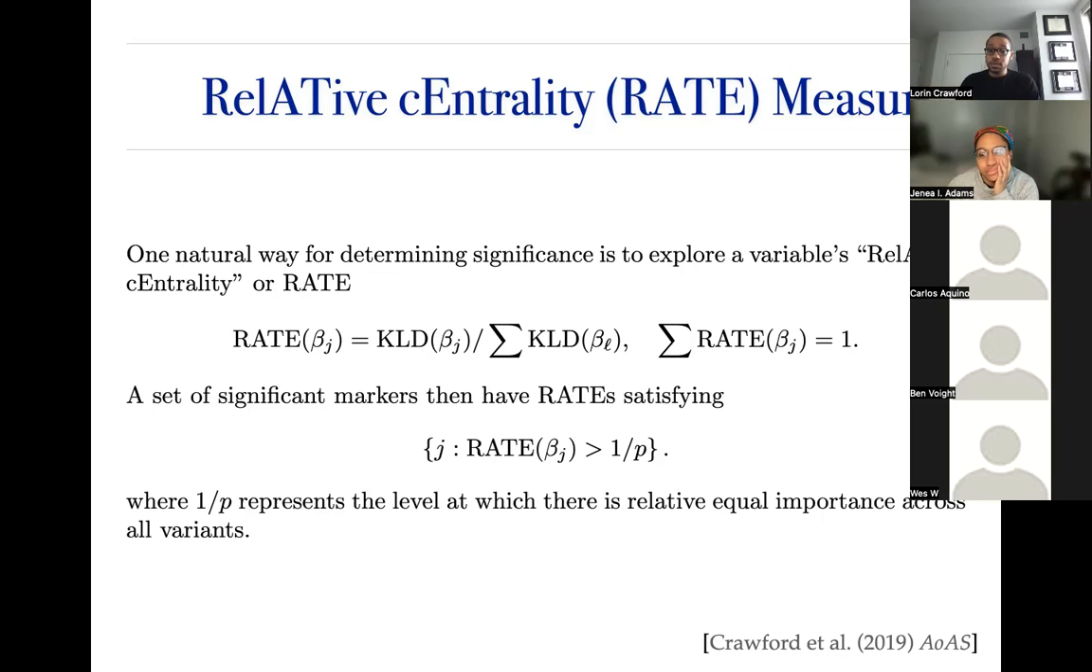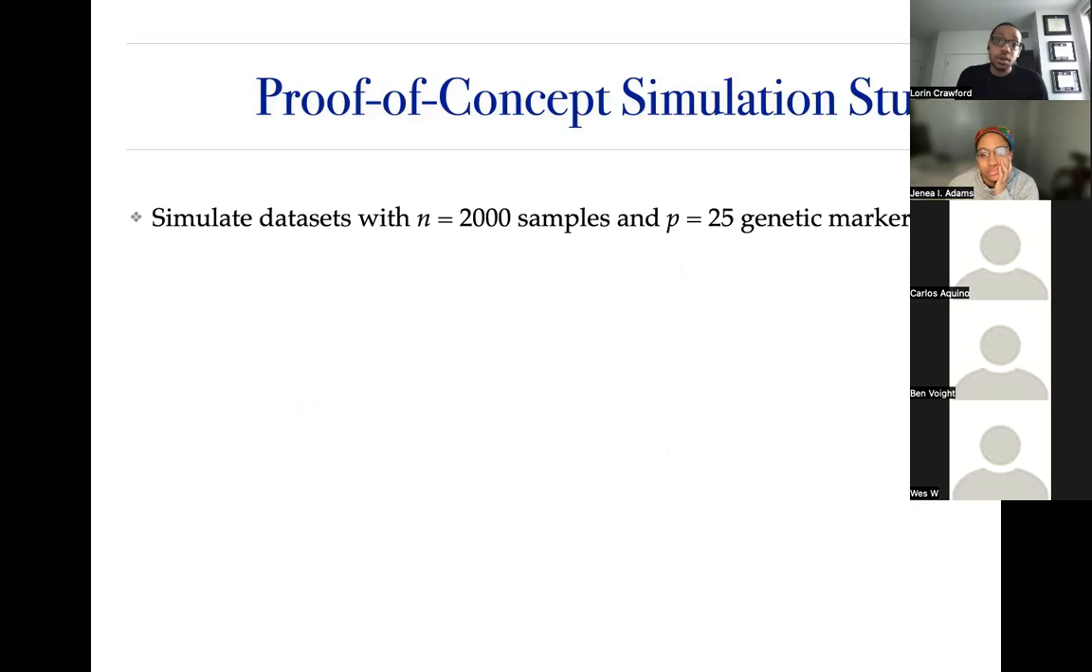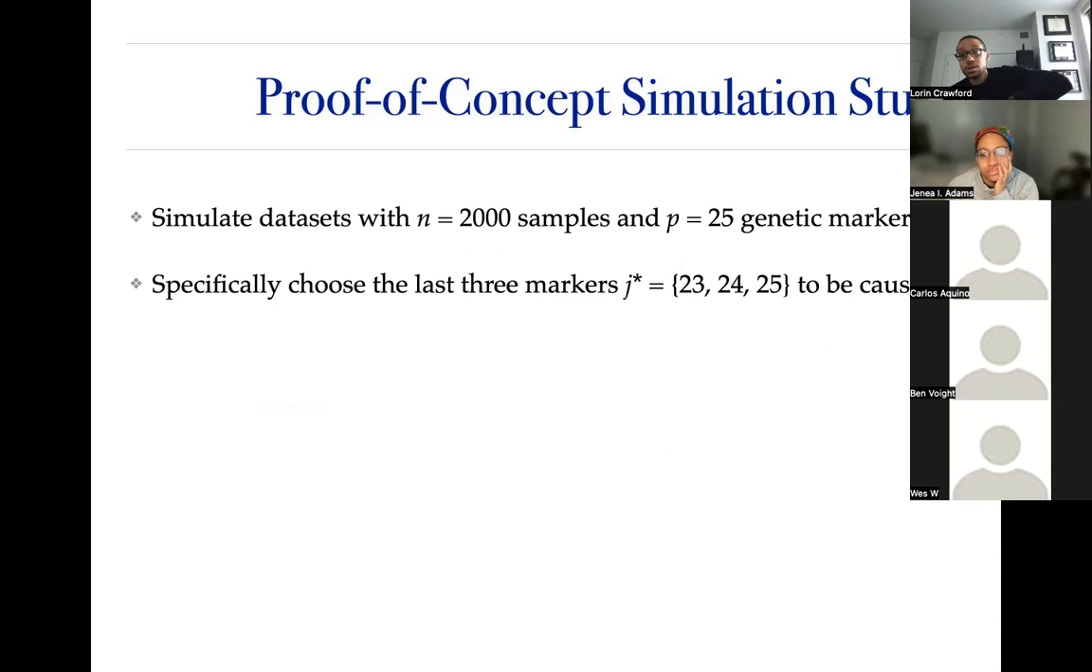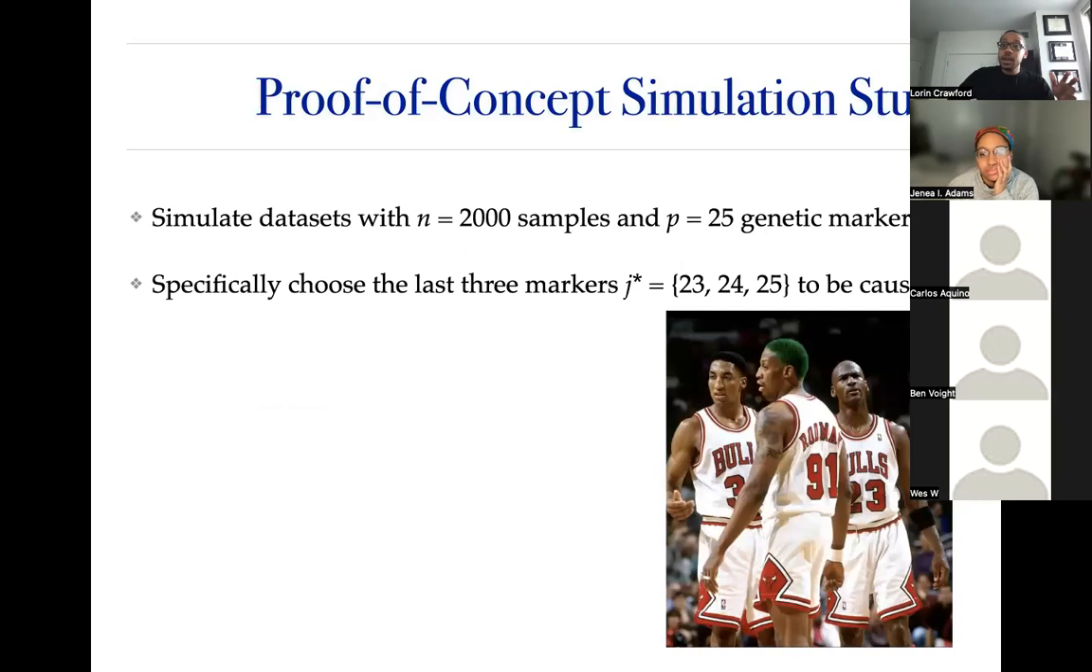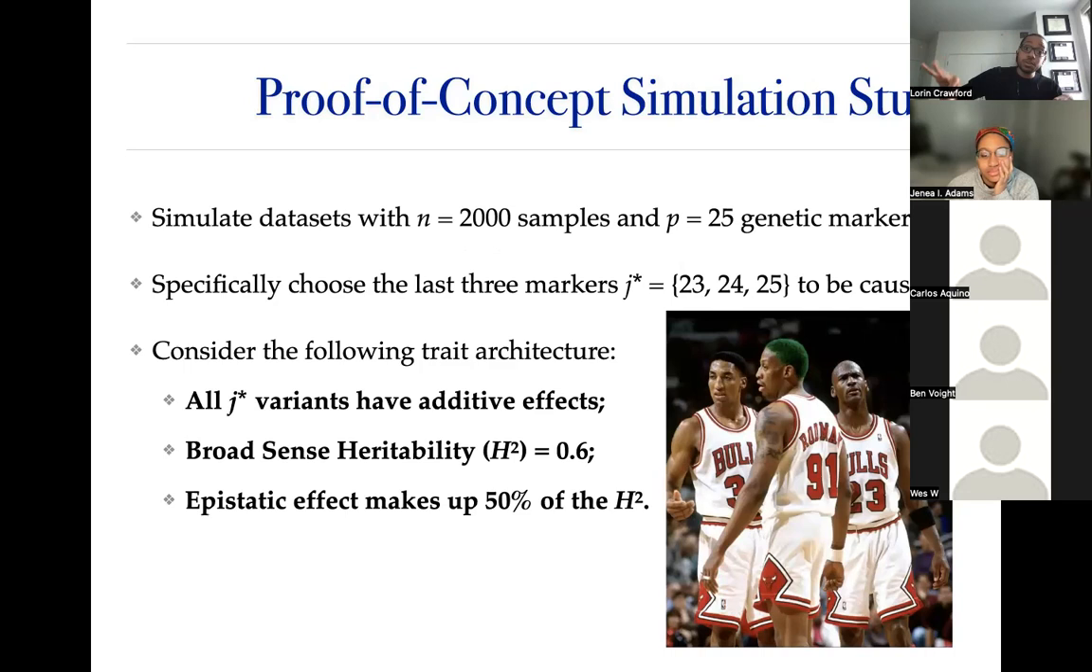So let me show you how this works again in practice via simulations really quick as a proof of concept. Let's say I simulate data here from 2000 samples and 25 genetic markers, okay? I'm going to choose the last three genetic markers to be my causal variables. You can think about those as being my Jordan, Pippen, and Rodman. And what I'm going to do then is consider different architecture for those three variables. So only these three variables have an effect and the rest of the variables don't, okay?